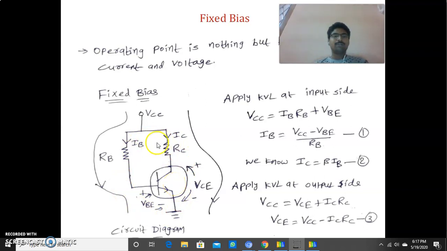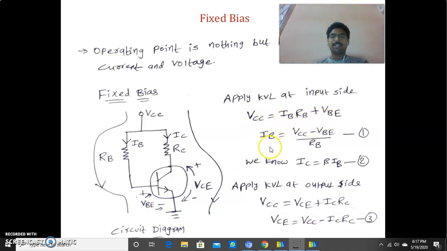For that, first of all, apply the KVL at the input side. This is the input side. VCC is the source here. VCC is equal to the voltage at RB resistor, that is RB into IB, plus the voltage VBE. That is VCC is equal to IB RB plus VBE. That is the equation we got.